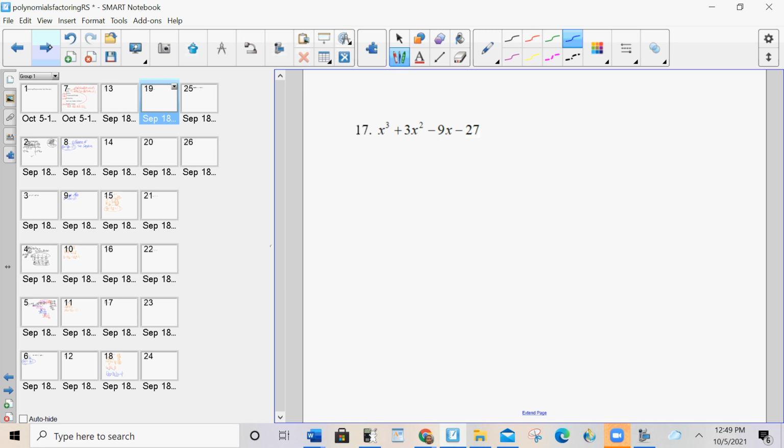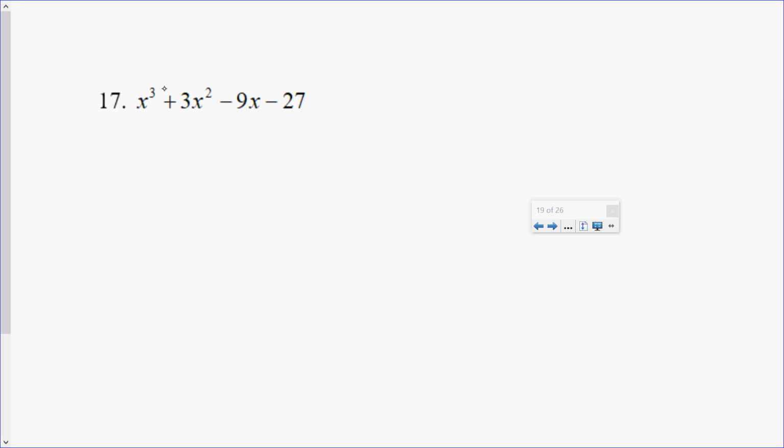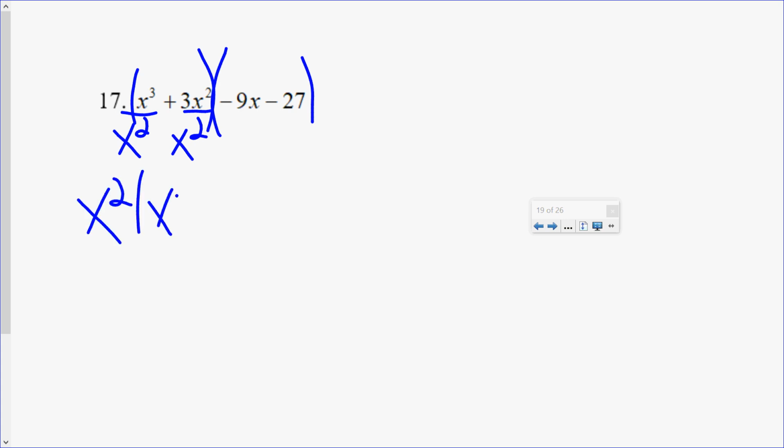Is there a GCF? No. There are 4 terms, so 4 or more terms is grouping. So if it's 4 terms, it's going to always be groups of 2 and 2. I pull out the GCF of the first group. I pull the GCF out of the second group. However, if there's a minus in front of the group, I pull a negative out as well. So since 9 is the GCF of the second group, and there's a minus in between, a negative 9 gets pulled out.